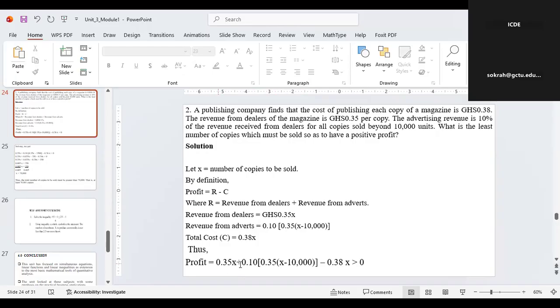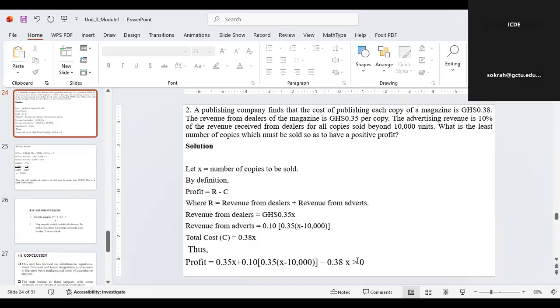So the profit is equal to what? The revenue from dealers, 0.35X, plus the revenue from what? Adverts, minus the cost. And the question says we want to get a positive profit. If it is positive profit, then it must be greater than 0. If the question had mentioned negative profit, then it should be less than 0. So anything greater than 0 is positive. Anything less than 0 is negative. So the question says positive profit. That is why we use greater than 0. I hope that is clear.